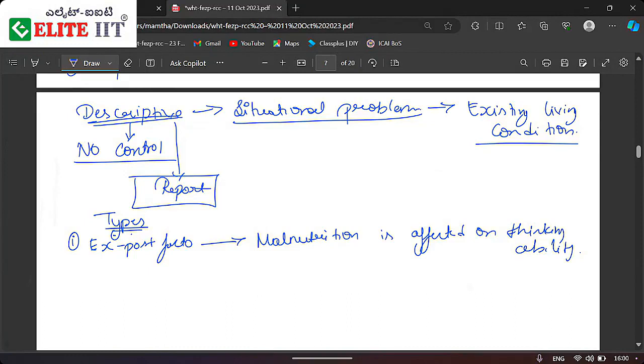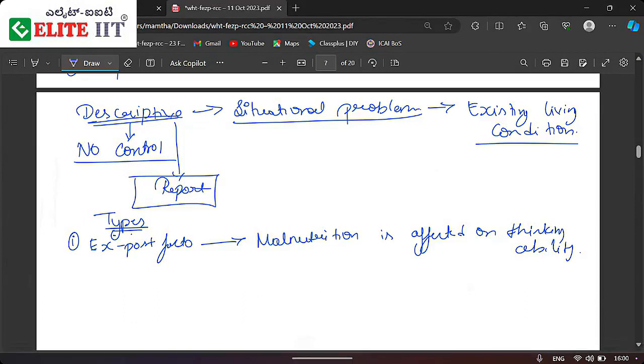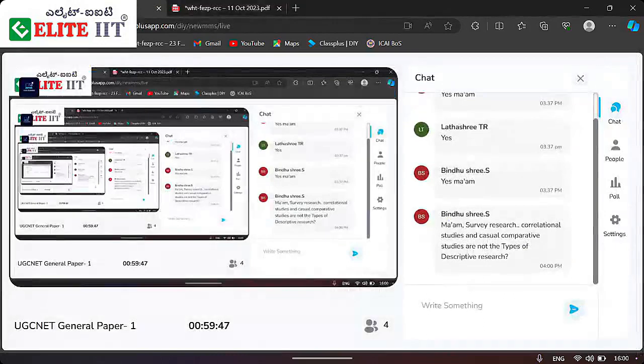Okay, guys, I have another class right now. I'll wind up the class here. We'll be stopping at this particular topic, or I'll start with descriptive research only. Survey research, correlation studies, and causal studies are the types of descriptive research. You also had been given an assignment, the India State of Forest report. Just a moment, there was a question over here.